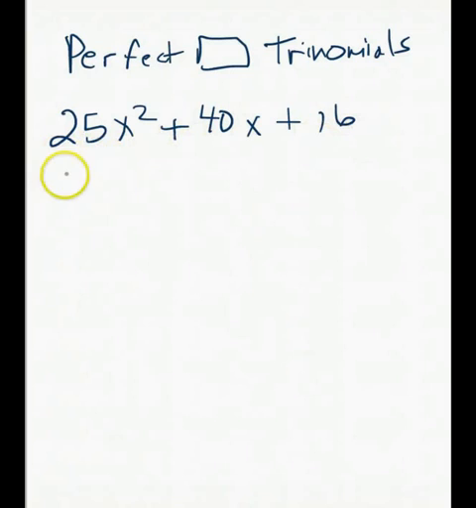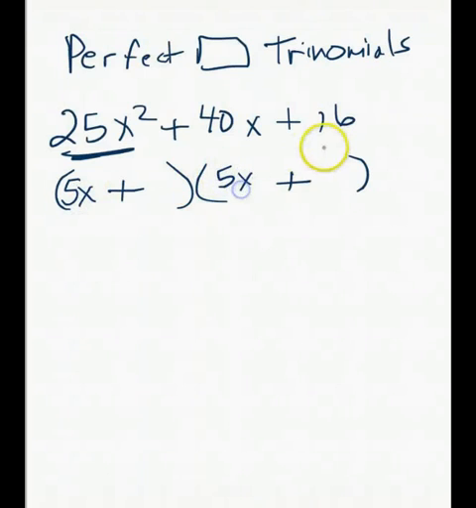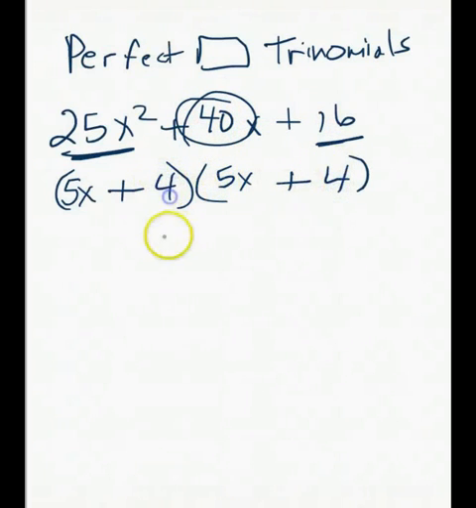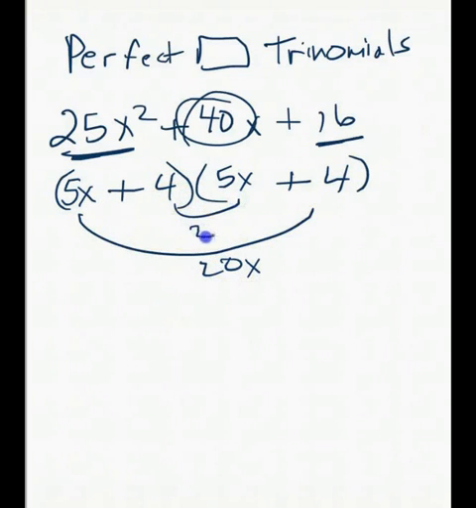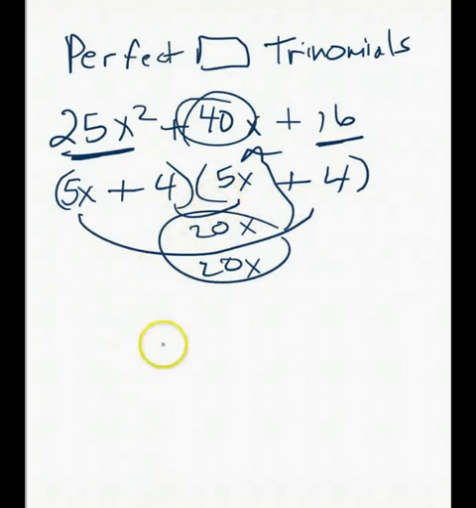So again, what you're going to do is something like this. If you notice, the signs are positive and positive, so we have 2 pluses here. Now, is this a perfect square? Yep. So I'm going to put a 5x and a 5x here. Is this a perfect square? It is. Now remember, you're not looking for the middle term to be a perfect square, because our inners and outers add up to be 40. So this would be 4 and 4. If I multiply this, I get 20x, and if I multiply this, I get 20x, which is exactly what 40x is equal to.